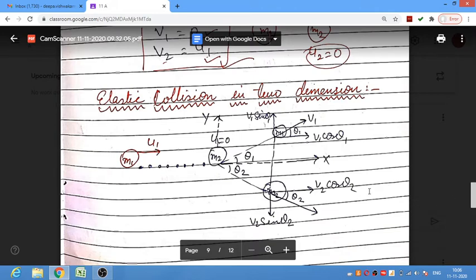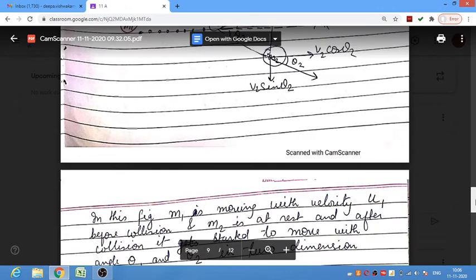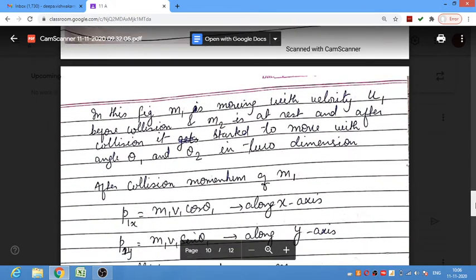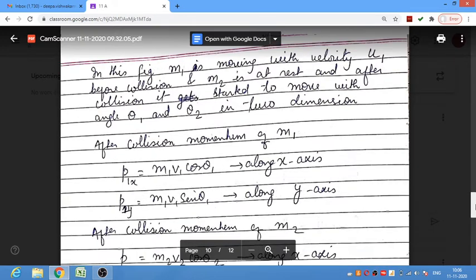Similarly for m2, v2 cos theta 2 and v2 sin theta 2. Now in this figure, m1 is moving with velocity u1 before collision and m2 is at rest, and after collision they start to move with the angles theta 1 and theta 2 in 2 dimensions.